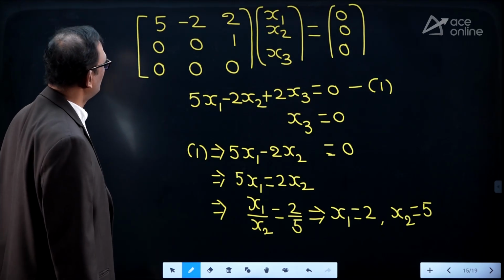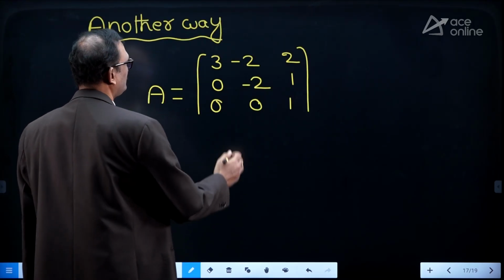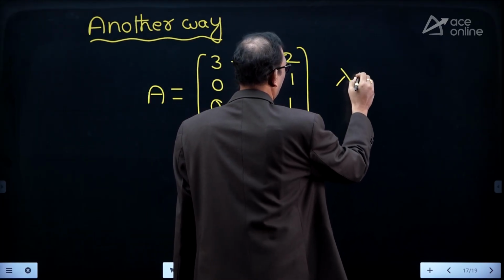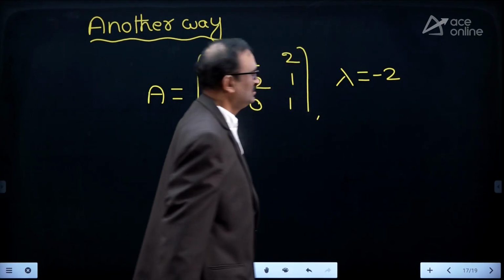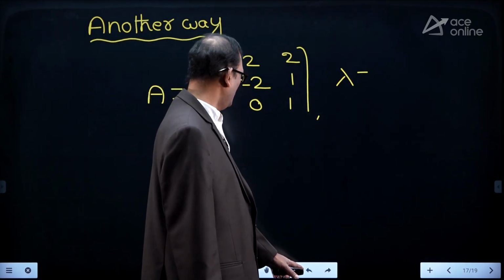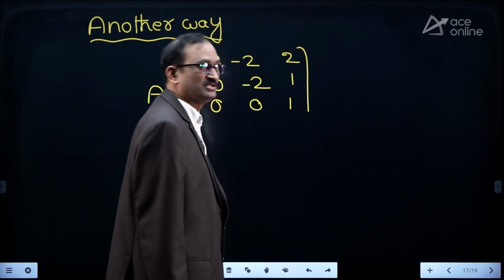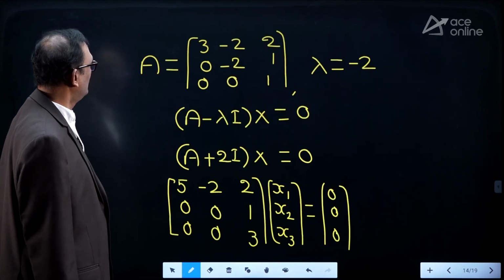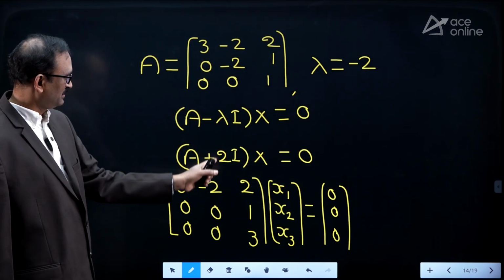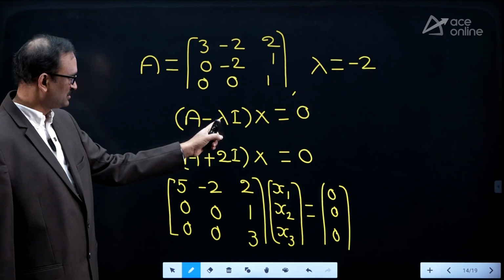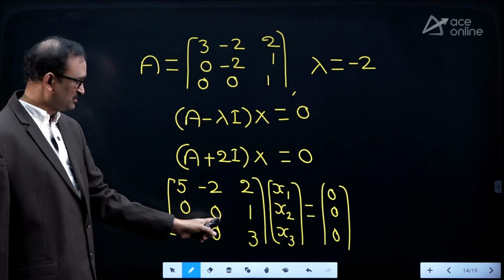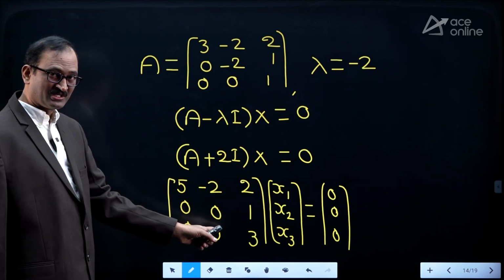So reduce the matrix to this. What is the corresponding eigenvalue? Corresponding eigenvalue lambda equal to minus 2. So after substituting lambda equal to minus 2, you will get this one only, no? Substitute lambda equal to minus 2 here. To get A plus 2I, just add plus 2 to the diagonal elements, we get this. This is the matrix we have to consider, not this.